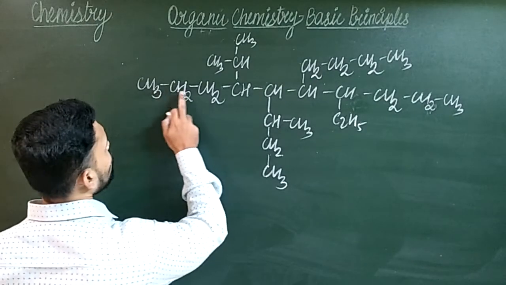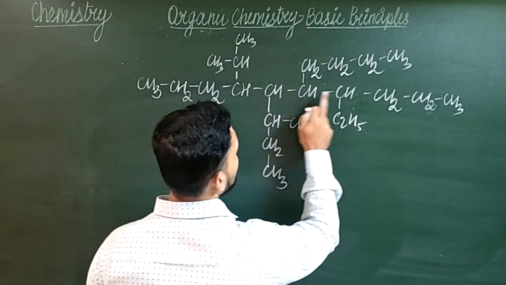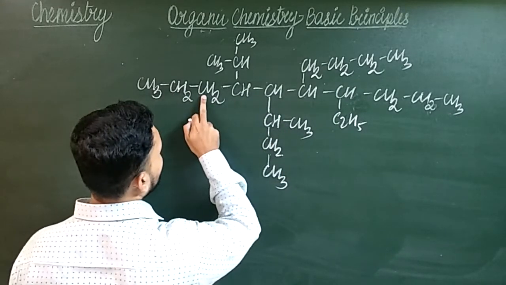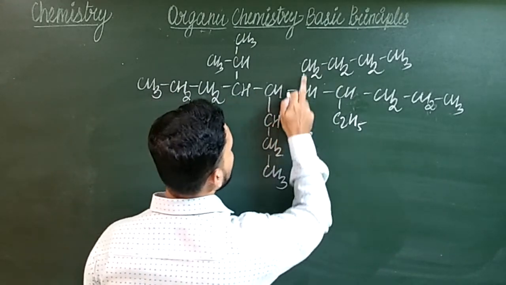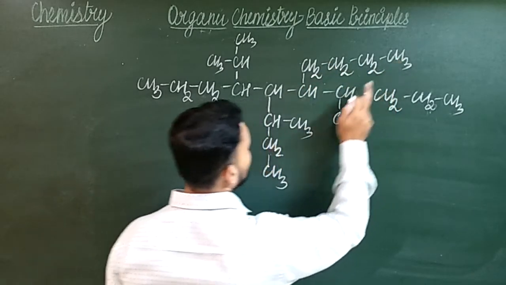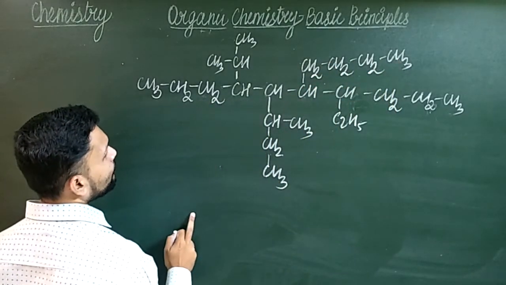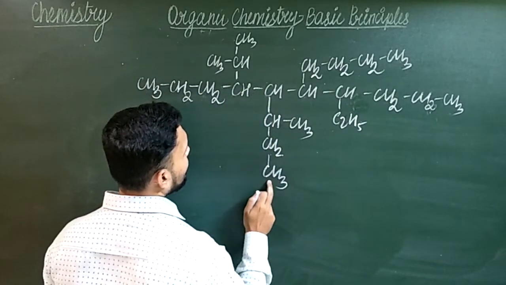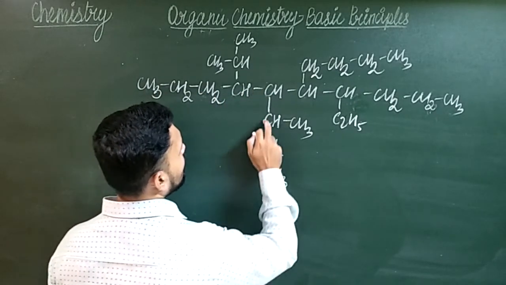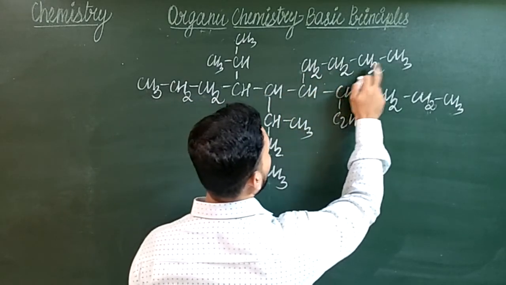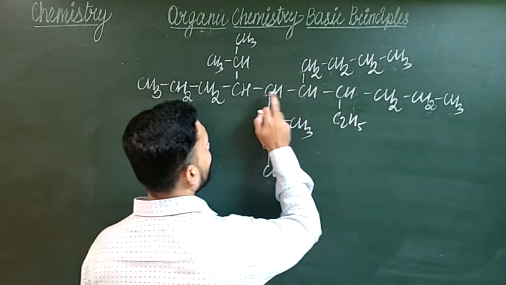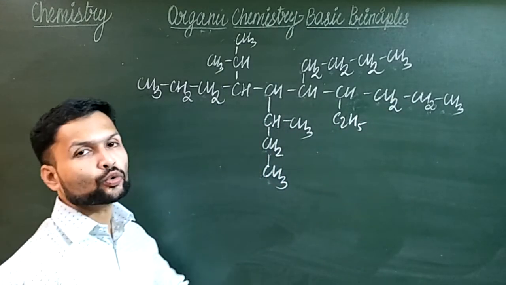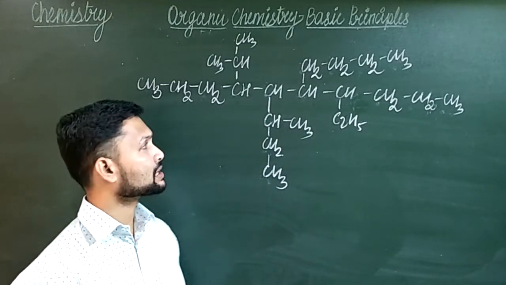So simple, 1 2 3 4 5 6 7 8 9 10. Okay, 1 2 3 4 5 6 7 8 9 10. Okay, so everyone have a look at that too. Then 1 2 3 4 5 6 7 8. So this is not 9. Here you can see there are two chains which are having 10 carbons.